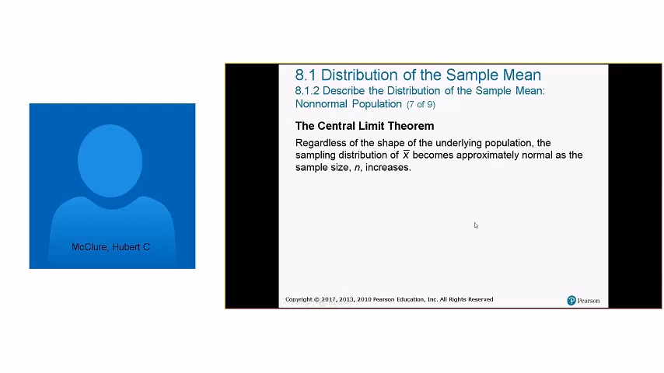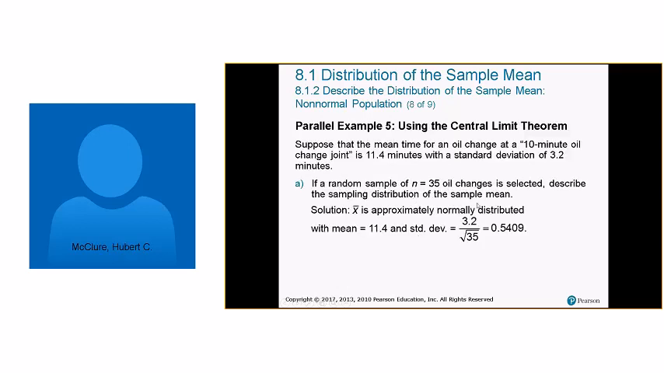You finished? Did you finish writing that? Yes, sir. Okay. And you see, again, you see them, they had 35, there's your new n, and you plug it in right there.